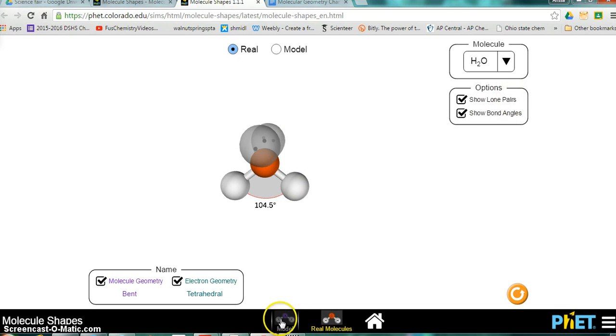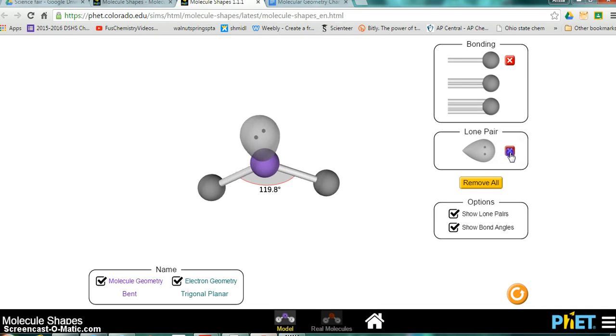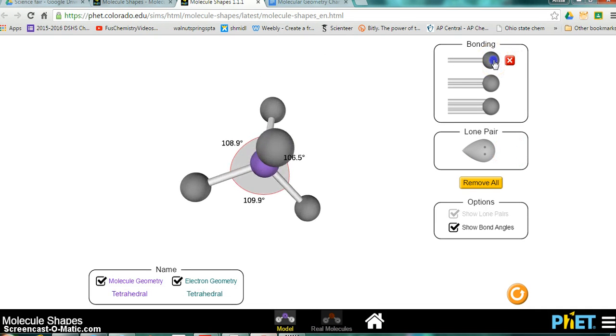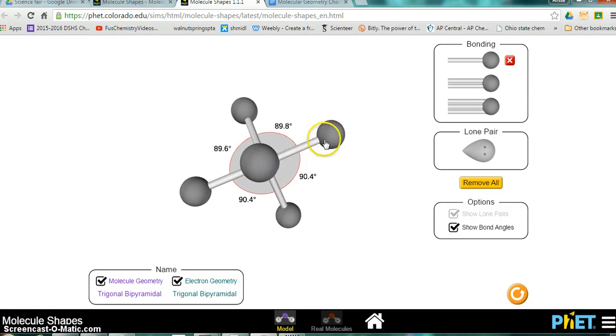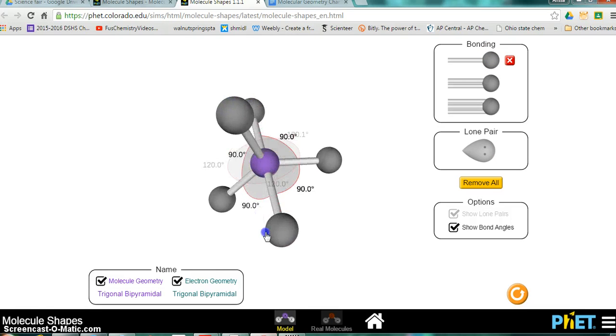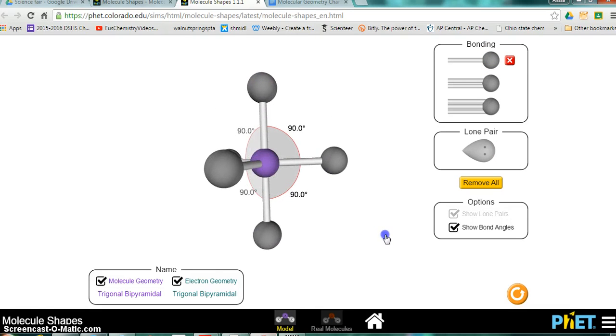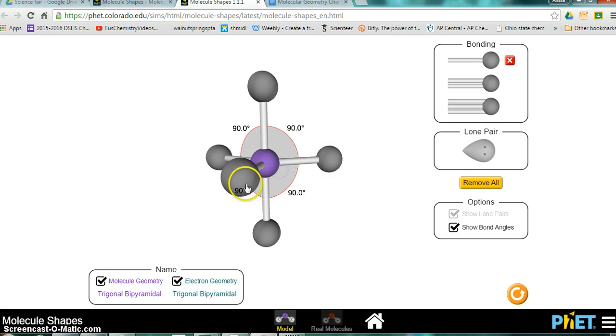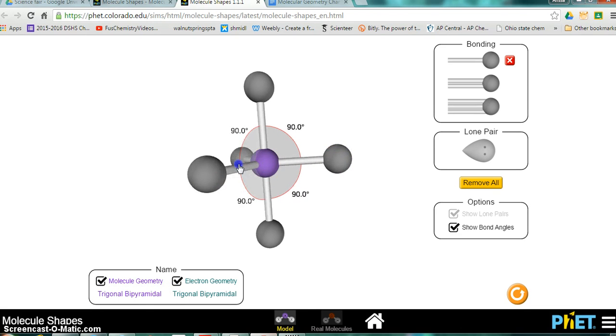We want to go back to our models, take off our lone pairs. Now we want to have 5 bonds. Okay, so let's see if I can flip this around so you can see what it looks like. When we have 5 bonds, what we have here is called trigonal bipyramidal. You can see we have a triangle in the middle, and there is a pyramid on the top and a pyramid on the bottom, and they both have a triangular base. That's called trigonal bipyramidal.